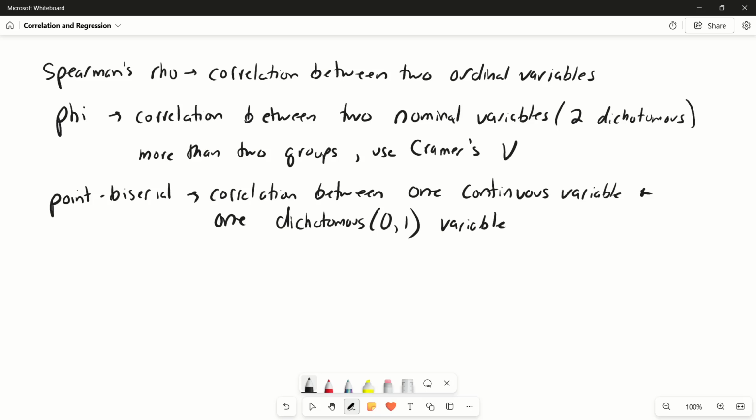And those are the major types of correlations. There are others, but these are the ones that I've encountered the most.